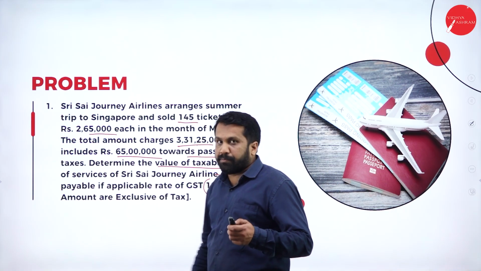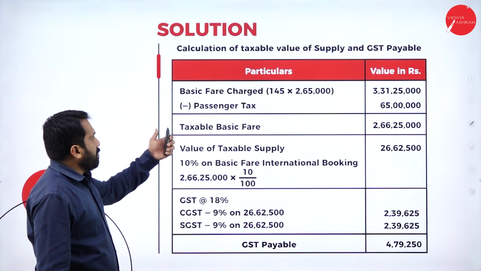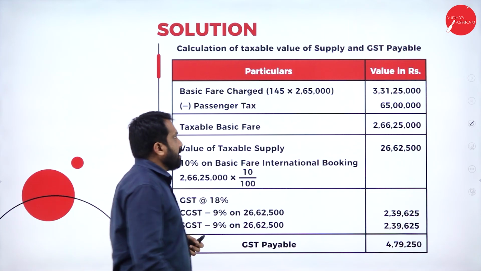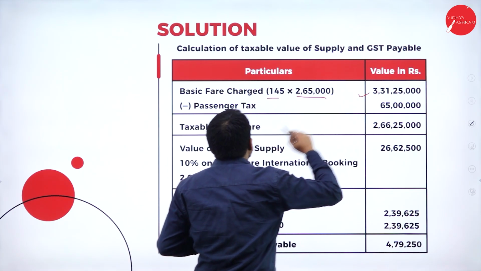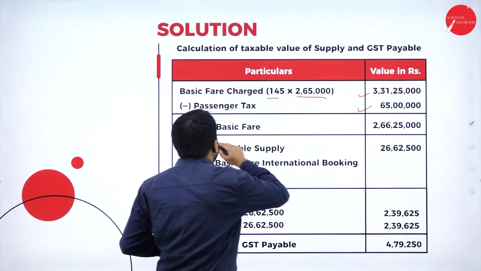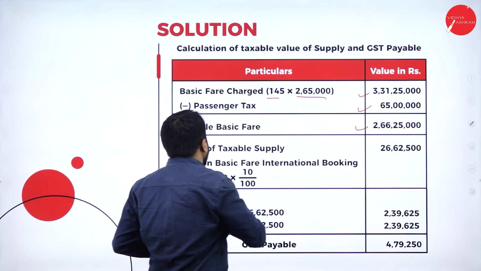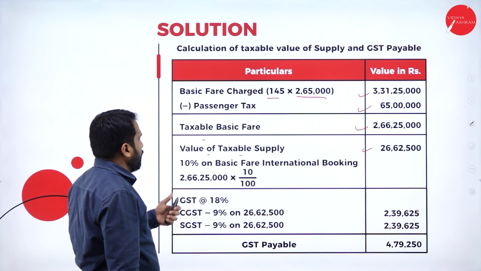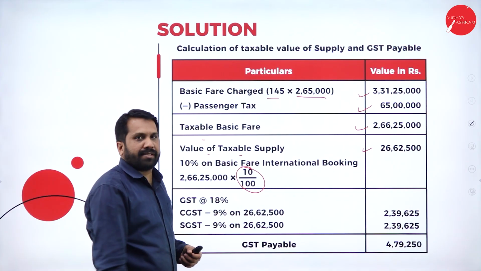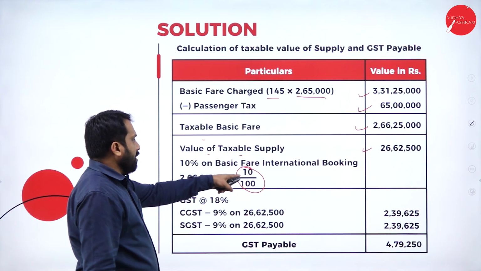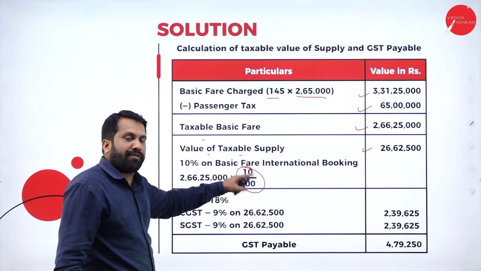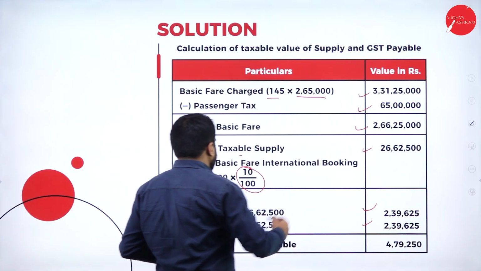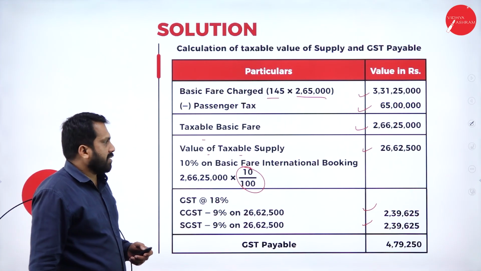Tax rate is 18%. As per this, basic fare is how much? Is this national or international? Yes, it is international. Number of tickets into value, minus passenger tax, you will get the taxable basic fare. Value of taxable supply is 26,62,500. Why? Because we calculate 10%, because it is international. If it is domestic, we go with 5%. Now, whatever answer you get, on that you calculate 9%, 9%, that is CGST and SGST.